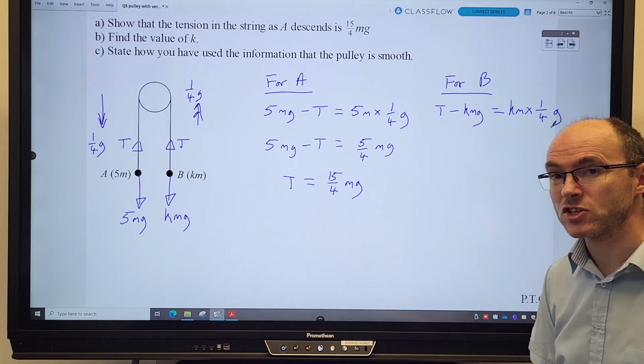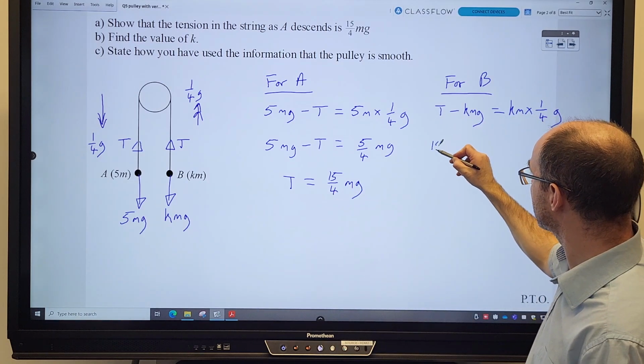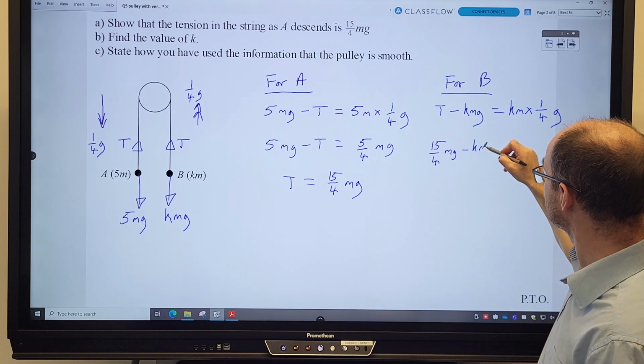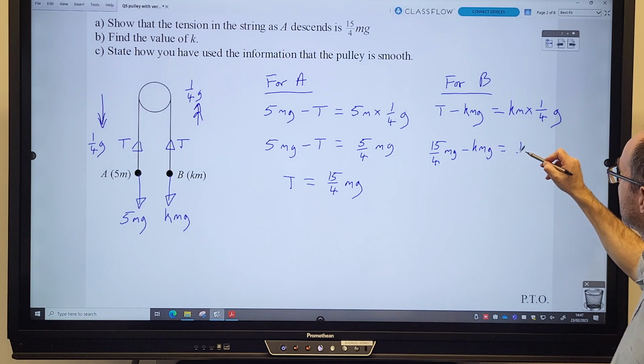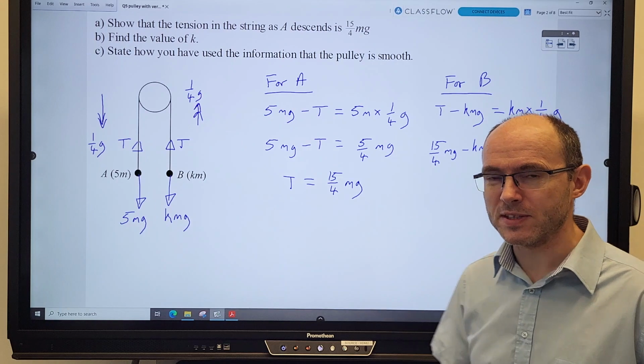Now we know what the tension is, don't we? So we can just substitute that in. So 15/4 mg, and then subtract k mg is equal to, let's simplify that, 1/4 k mg. Okay, now, this is the nice bit.